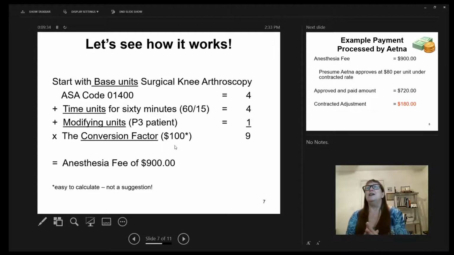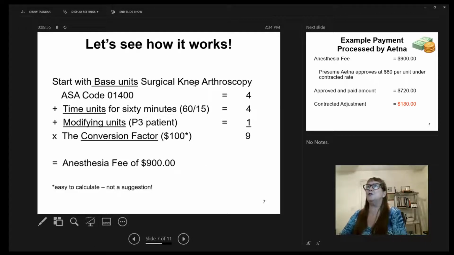Okay, and I use round numbers. So for your charge conversion factor, I'm using $100 just because it's a nice, round, easy way for me to show you math, and I don't have to check my math. When I get to the Medicare one, I have to do it twice just to make sure I don't make any mistakes, but this one's easy.